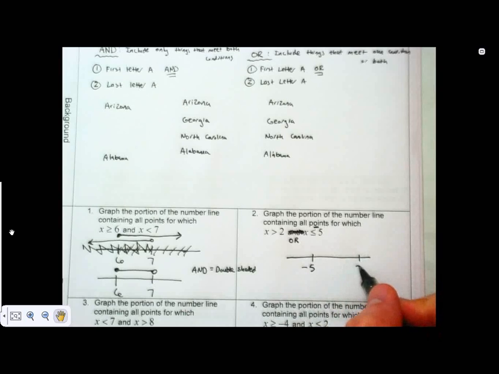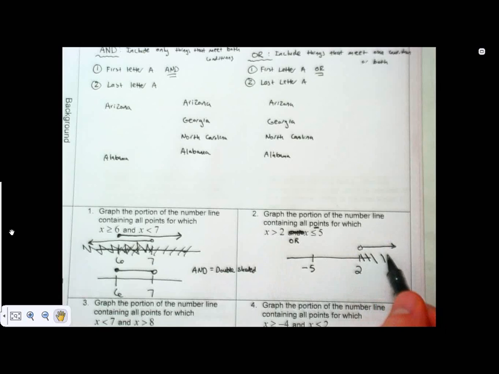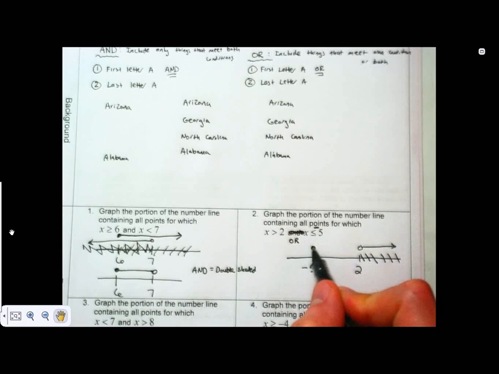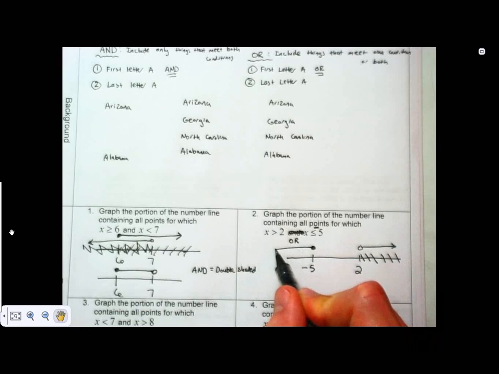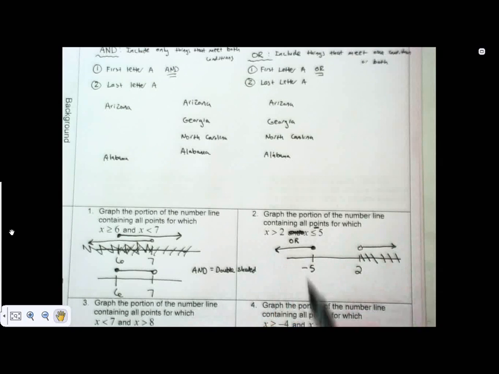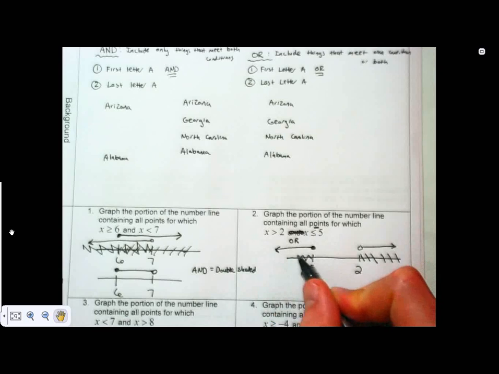Notice I'm not putting any other numbers on my number line. And if I graph out the numbers that are greater than 2, that's all of those numbers. And so if I shade that, that's going to be all of the numbers to the right of 2 on the number line. So all of those. If I graph out my second inequality, those are all the numbers that are less than or equal to negative 5. So the shading would look like this.